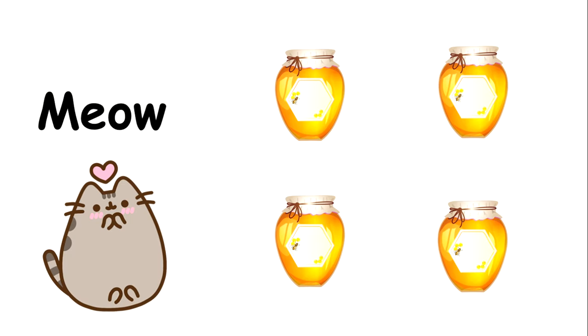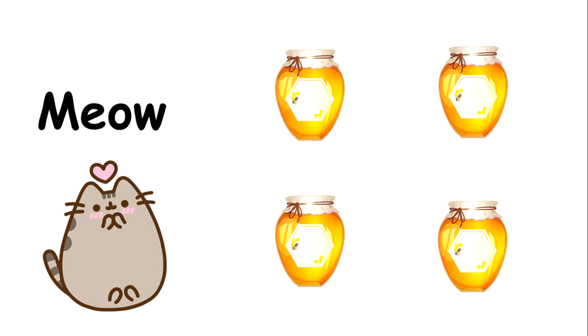Now let's move on to this other scenario. So here we have Meow. So Meow loves honey. Look at Meow's face. She's so happy. She's like, oh, I'm in love with honey. How many jars of honey does Meow have? Right, she has 4 jars of honey. Nice. 4 fingers up. 1, 2, 3, 4. Here she has 4 jars of honey.